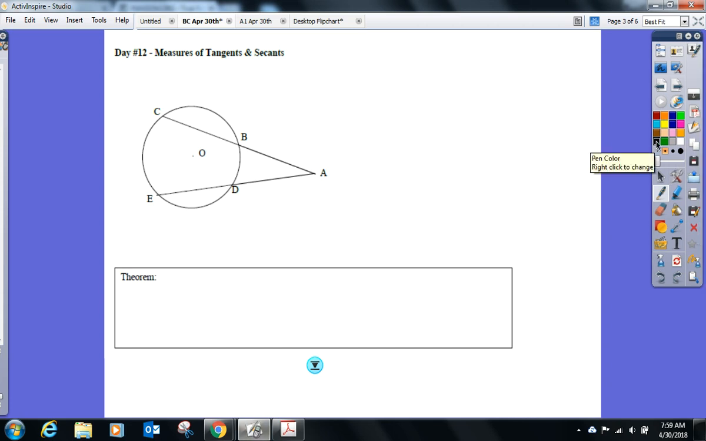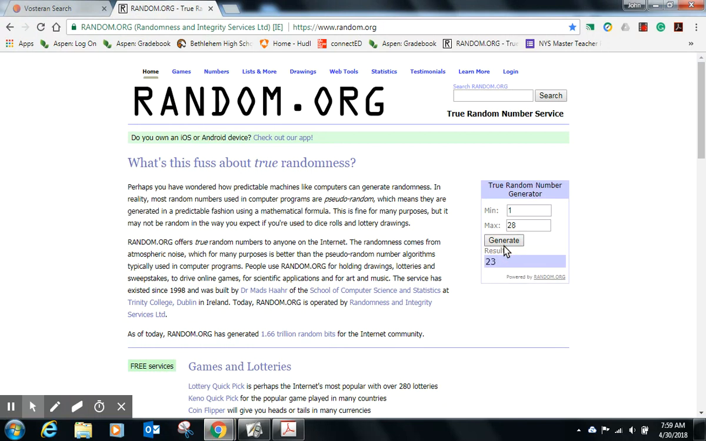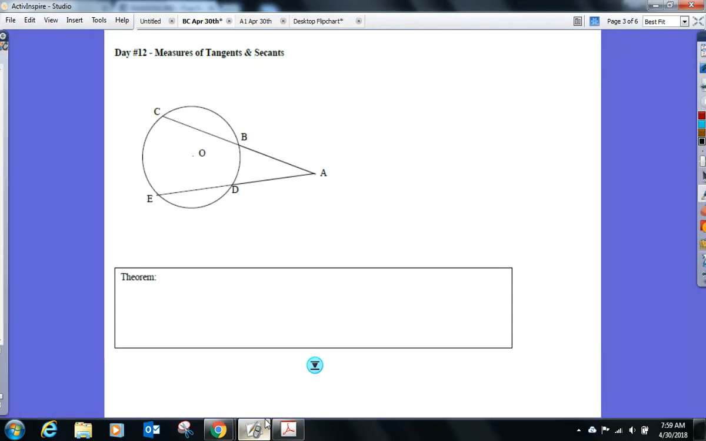Up here, I got two line segments coming out. What are they called? I have two line segments right there. What are those two line segments called? Secants. All right, everyone remember, a secant hits the circle in two spots.